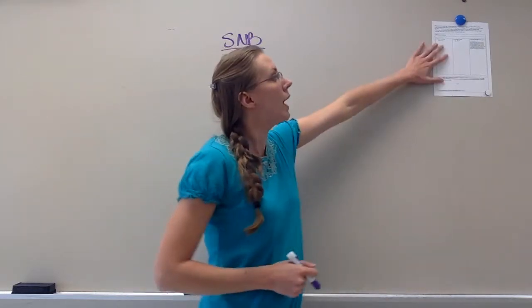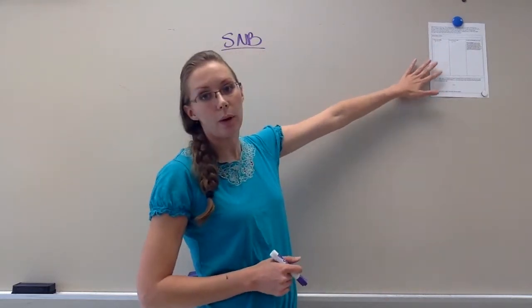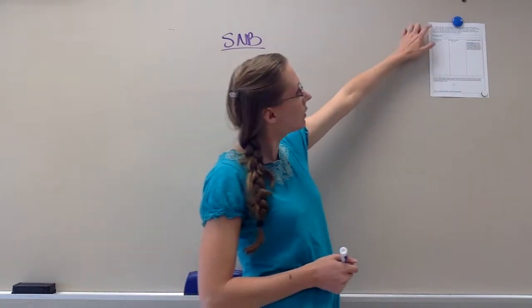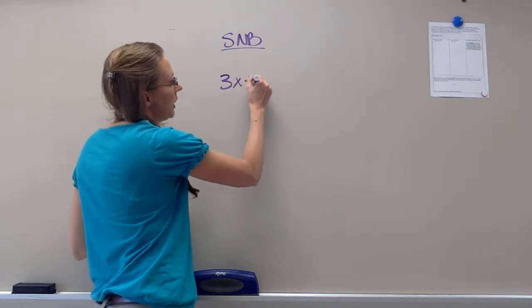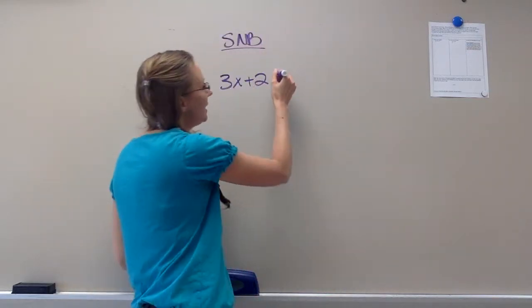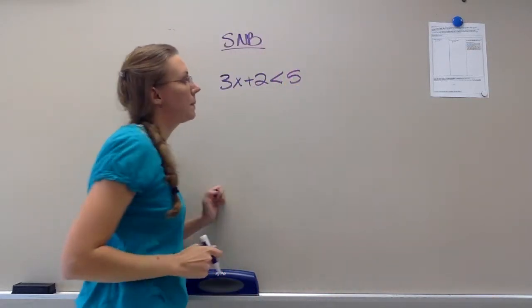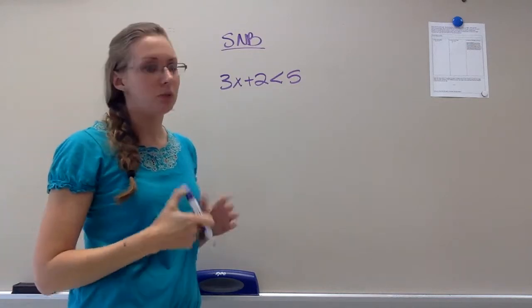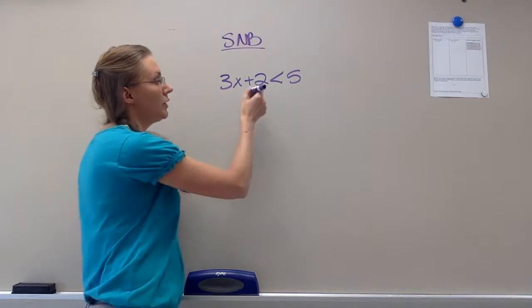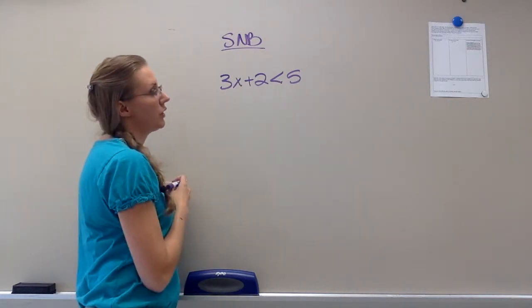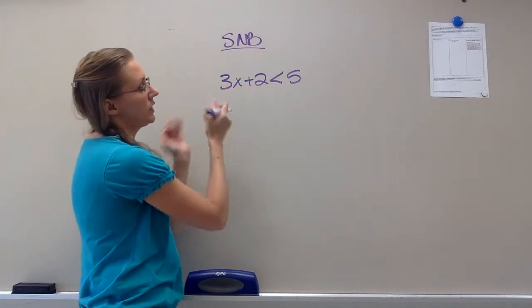So, grab your sheet. Hopefully you already have all three problems done. That was the directions if you read it at the top. The first problem is 3x plus 2 is less than 5. Now if we're asked to solve and graph this, what we need to do is get our x all alone. The way we're going to do that is through inverse operations here. There's no like terms to combine on the same side.